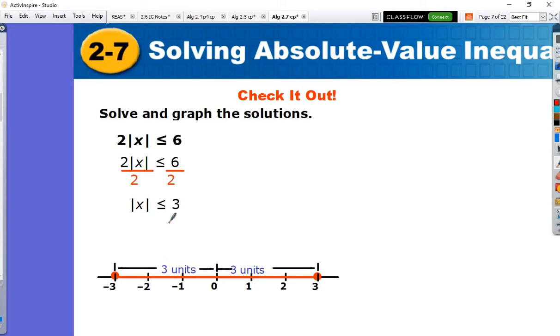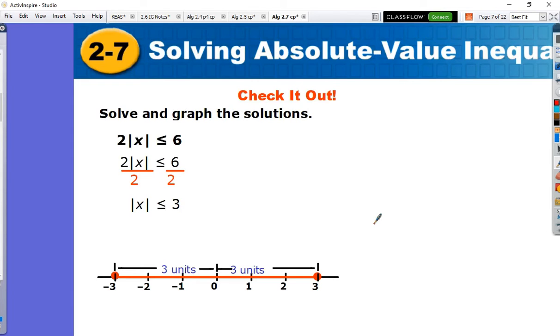And then we're showing all the values in between negative 3 and 3, so that the absolute value is going to be less than or equal to 3. All of this middle part is highlighted and filled in. Okay, so there's your answer to the try this.